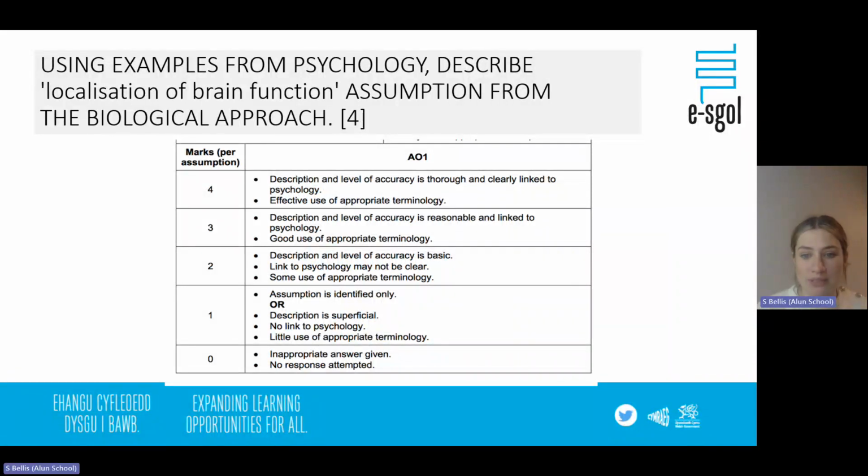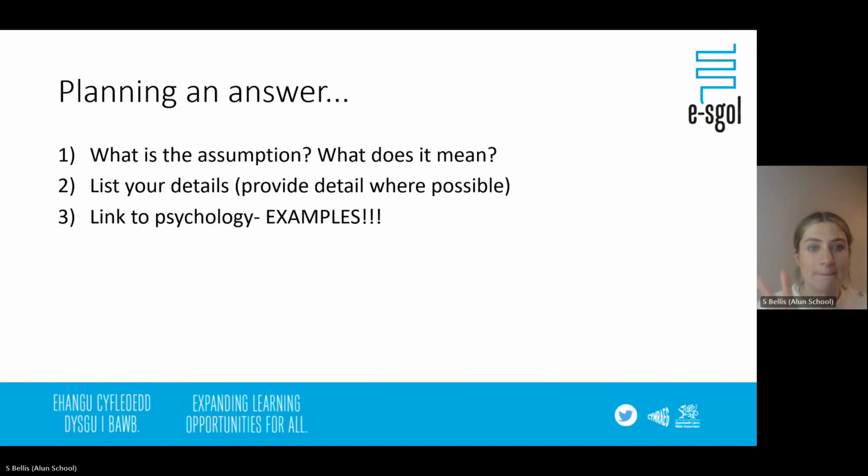So what are we going to put? I have got a little tiny plan. So you're going to start off by asking yourself, and this doesn't just mean for the biological approach or for the localization of brain function assumption, just for any assumption that you come across, what is the assumption? What actually are they saying? Okay, so in this case, they are saying that behavior in our brain is caused by localization of brain function.